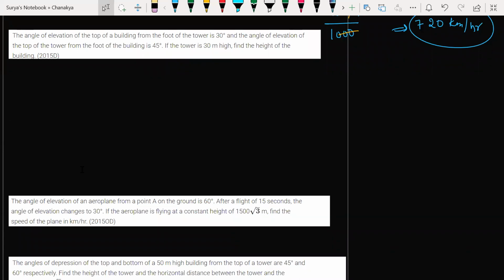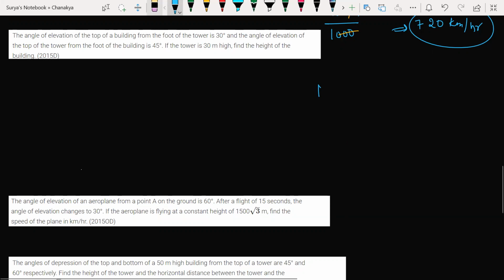A very good question. Sorry, tell me. I'm still getting 17.32. 10 root 3. What is the 10 root 3 value? 10 into 1.732, exactly. You are right. 17.32 is a perfect right answer. Solve this question. Those who have done, go for the next question.